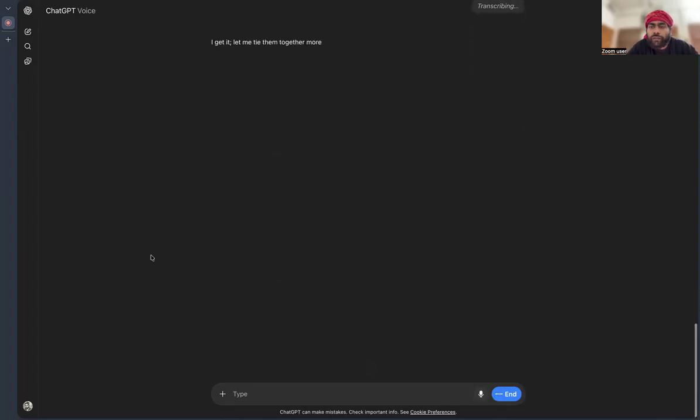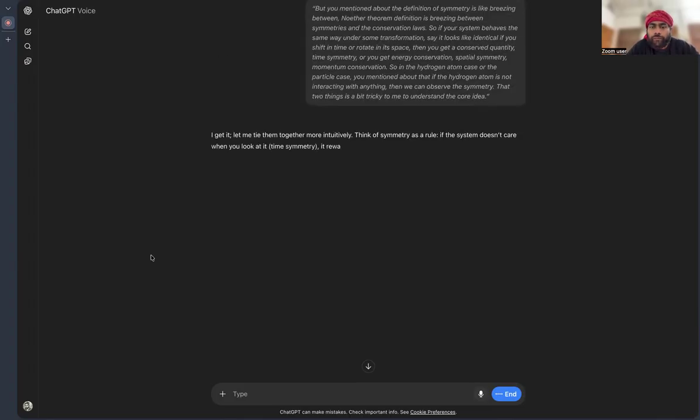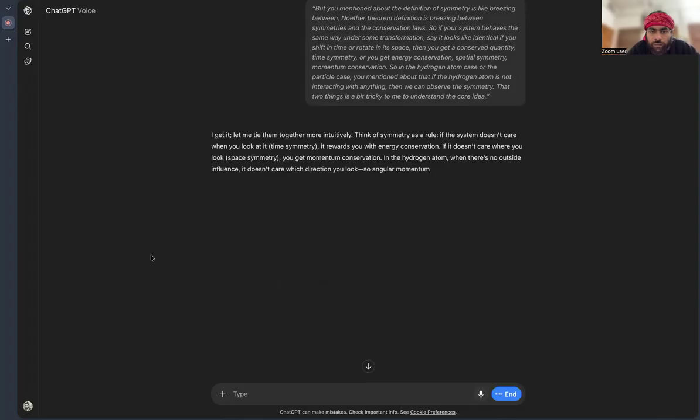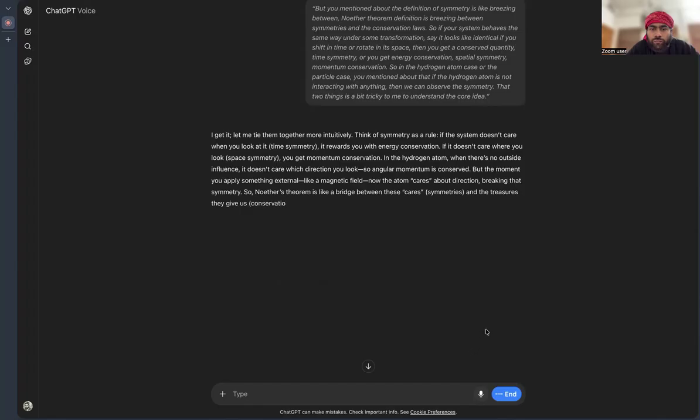I get it. Let me tie them together more intuitively. Think of symmetry as a rule. If the system doesn't care when you look at it, time symmetry, it rewards you with energy conservation. If it doesn't care where you look, space symmetry, you get momentum conservation. In the hydrogen atom, when there's no outside influence, it doesn't care which direction you look, so angular momentum is conserved. But the moment you apply something external, like a magnetic field, now the atom cares about direction, breaking that symmetry. So Noether's theorem is like a bridge between these cares, symmetries, and the treasures they give us, conservation laws.